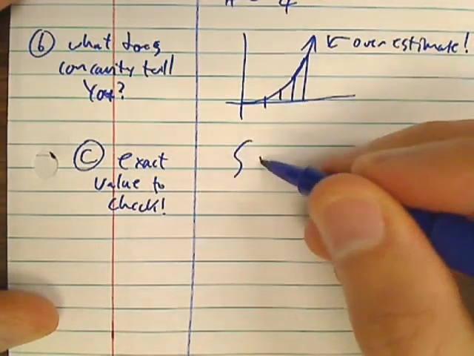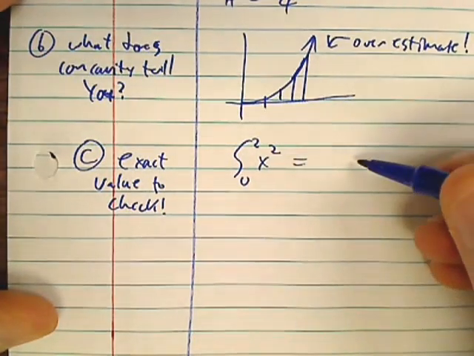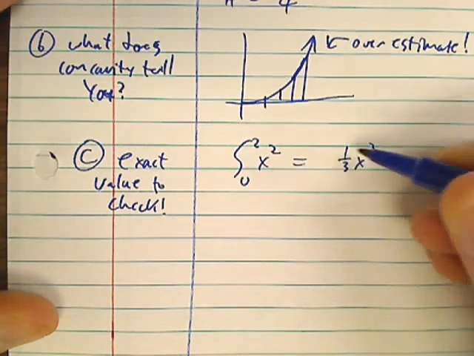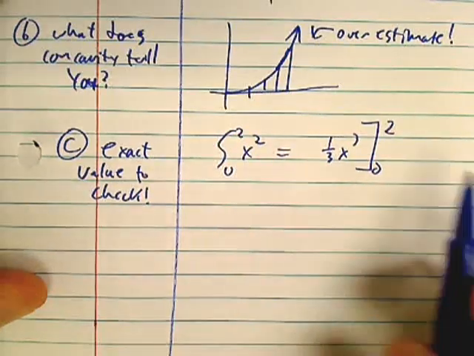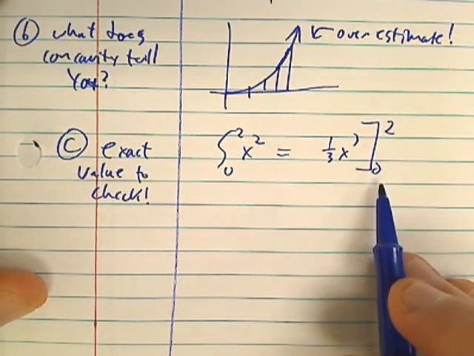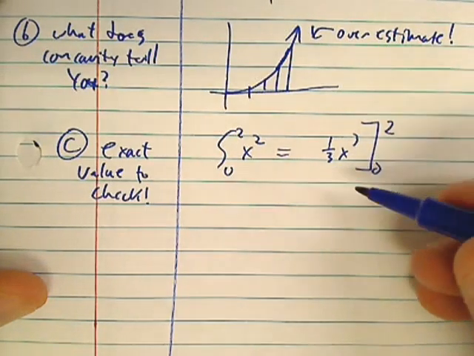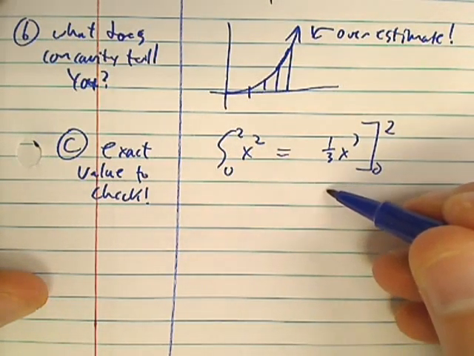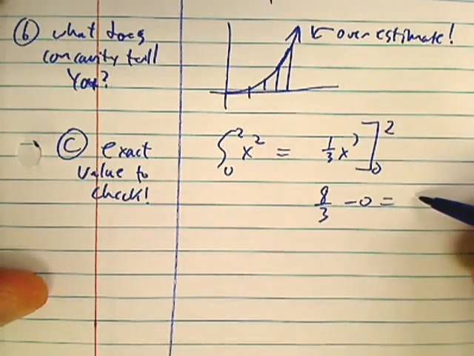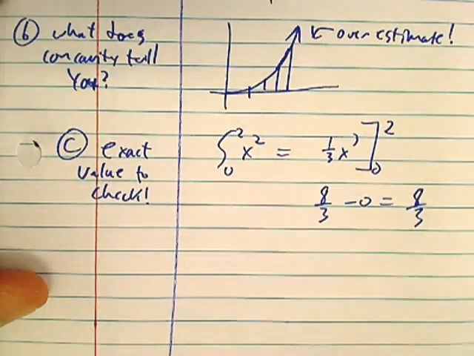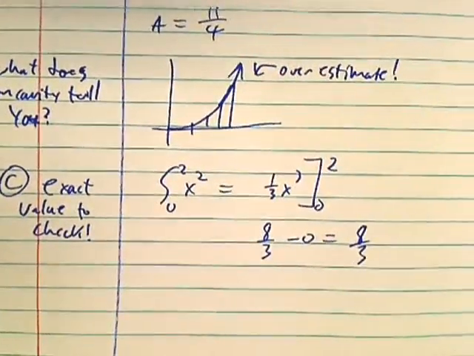So let's see. X squared from 0 to 2. That is going to be 1/3 x to the third, between 0 and 2. And we just need to evaluate it at 2, because the value of 0 will make it go away. So plug 2 in there, that's 8/3 minus 0. I went ahead and evaluated it at 0 anyway, equals 0. So 8/3. Okay, so the actual value is 8/3.